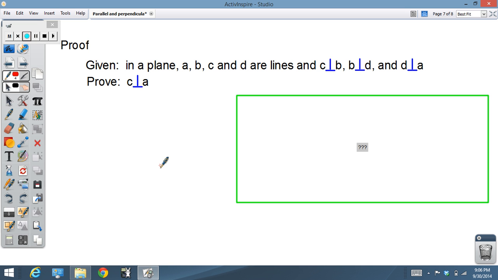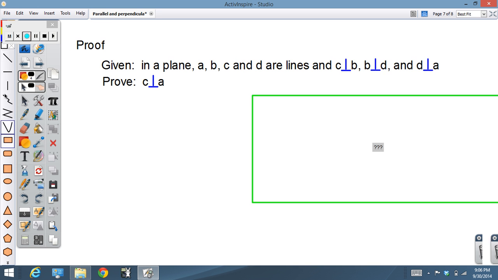Next, here's a proof for you to work on. In a plane, A, B, C, and D are lines such that C is perpendicular to B, B is perpendicular to D, and D is perpendicular to A. What can we prove about C and A? All right. I don't know about you, I can't get my head around it. I'm going to let you pause it now if you'd like to try the proof totally on your own. I'm going to draw a picture for you here in a second and then reveal the answer, but if you want to go ahead and do it on your own, pause and then we'll get going.